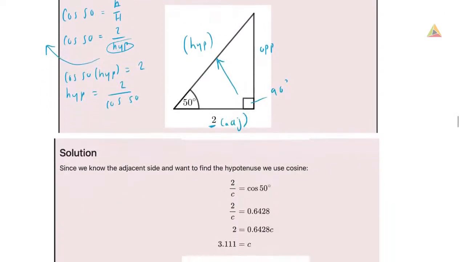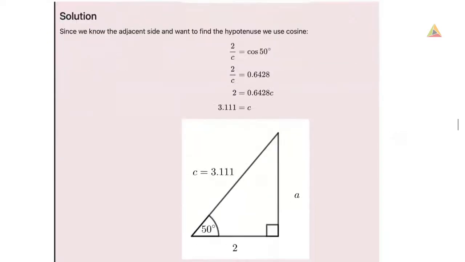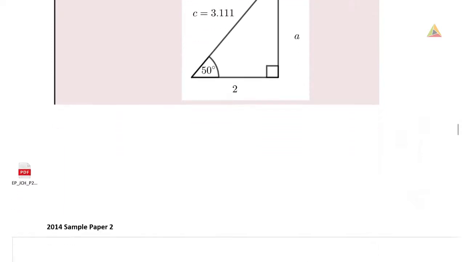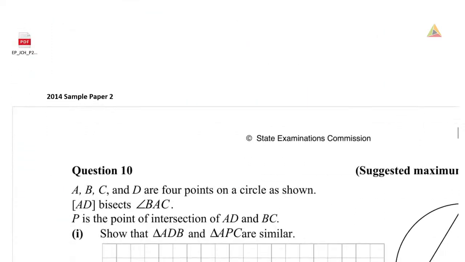So you can put that straight into the calculator and you get 3.111. So the hypotenuse is 3.111. And they've left it to 3 decimal places. Usually it'll ask you for 1 or 2, but in this case we've left it at 3. So this brings us to the papers.